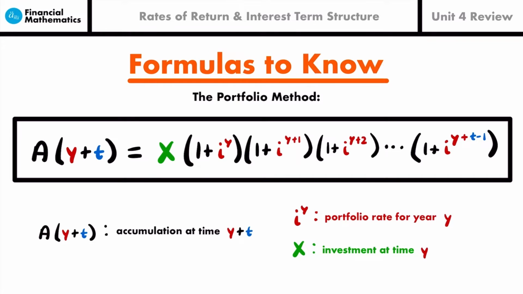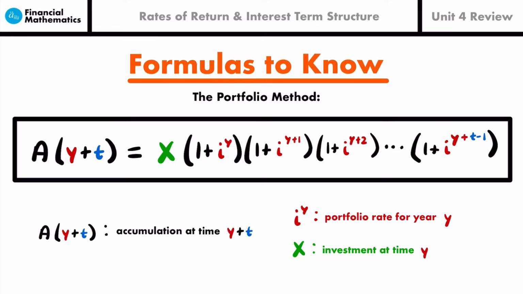So for example, if Y is 2020 and we want to accumulate an investment for 4 years, that would take us to 2024. The accumulation at time 2024 would be equal to our initial investment X at time Y multiplied by accumulation factors using the respective portfolio rates. You would use the portfolio rate for the first year, and then the portfolio rate for the next year, and the next year, and the next year, until you get to the last portfolio rate for the year that would take you to your final year.